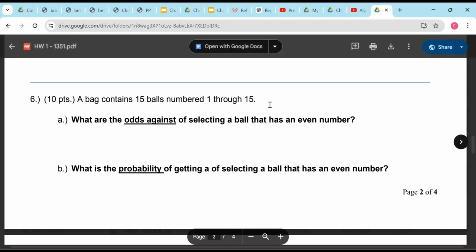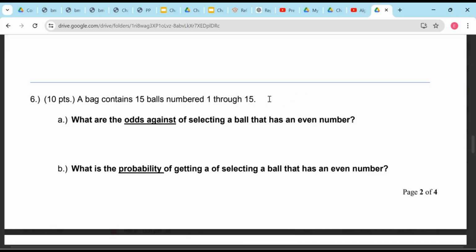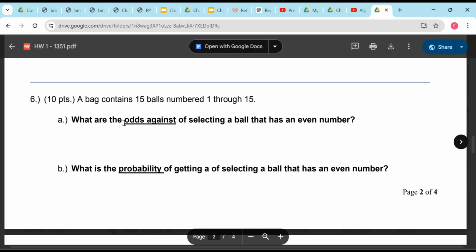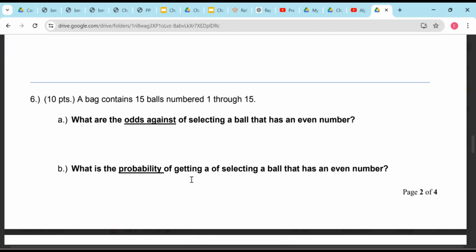So from 1 through 15, you actually have what? You have 7 even, right? 2, 4, 6, 8, 10, 12, 14. So there's 7 even. That means the other remaining marbles, or whatever, in the bag are odds. So this right here, odds against, will be 8 over 7, because there's 8 that are not even over 7 that are even, because it's odds against.